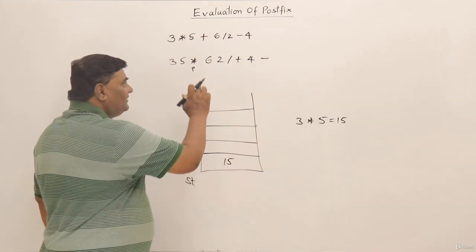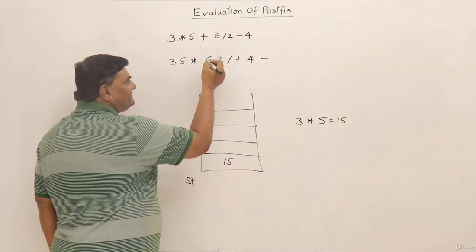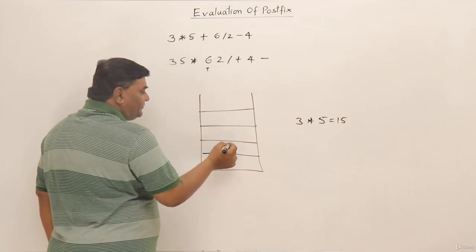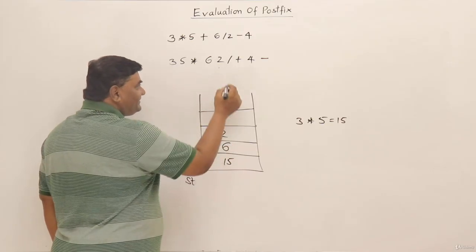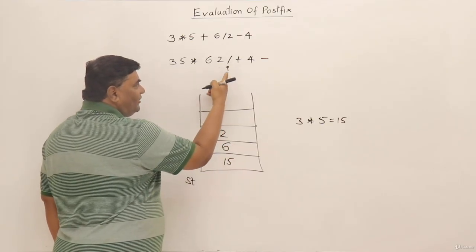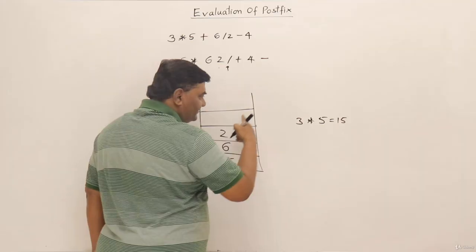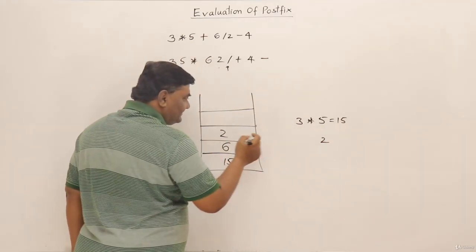The next symbol is 6, it's an operand, push it into the stack. Next symbol is a 2, it's an operand, push it into the stack. Next symbol is divide, operator. So pop out 2 symbols. So first 2, then 6.